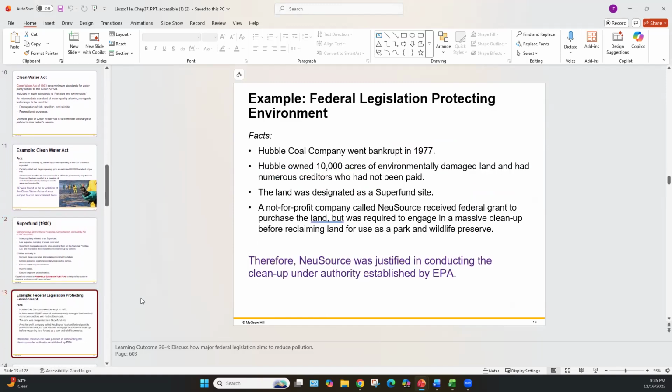Example: federal legislation protecting the environment. Hubbell Coal Company went bankrupt in 1977. Hubbell owned 10,000 acres of environmentally damaged land and had numerous creditors who had not been paid. The land was designated as a Superfund site, and a for-profit company called New Source received a federal grant to purchase the land, but was required to engage in a massive cleanup before reclaiming the land for use as a park and wildlife preserve. Therefore, New Source was justified in conducting the cleanup under authority established by the EPA.